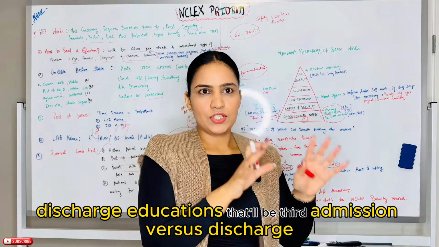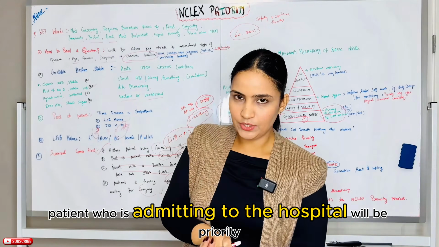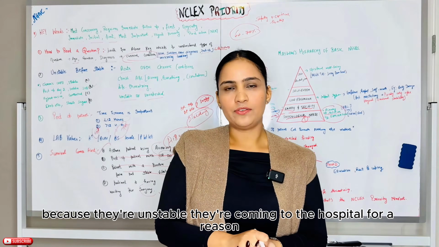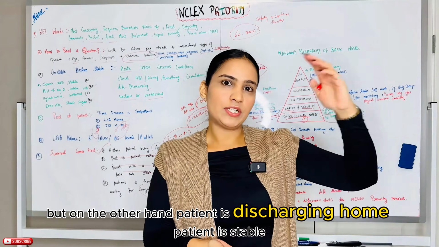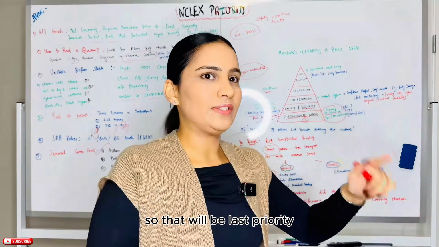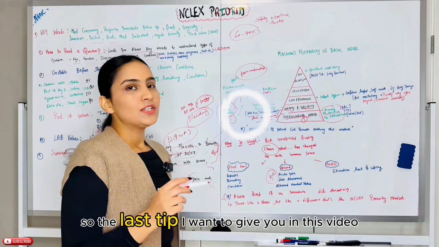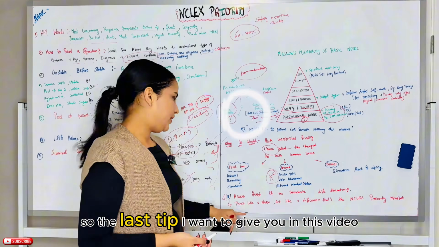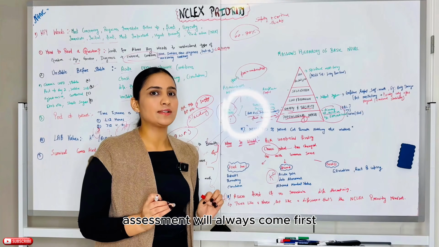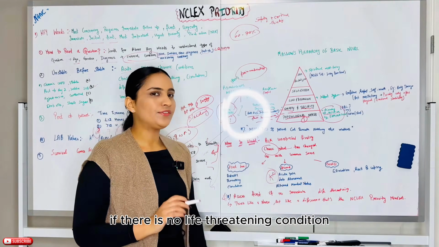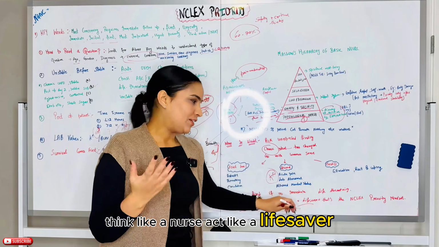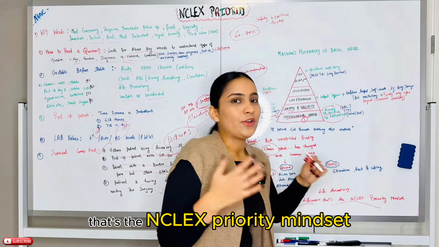Admission versus discharge. A patient who is being admitted to the hospital will be priority because they're unstable, they're coming to the hospital for a reason. But on the other hand, a patient who is discharging home is stable, so we are sending the patient home. So that will be last priority. So the last tip I want to give you in this video: assess first if there is no immediate life-threatening condition. Assessment will always come first if there is no life-threatening condition. Think like a nurse, act like a lifesaver. That's the NCLEX priority mindset.